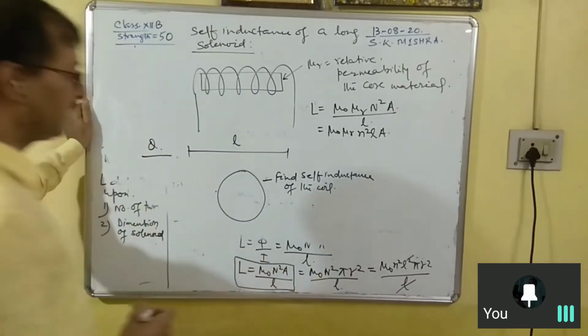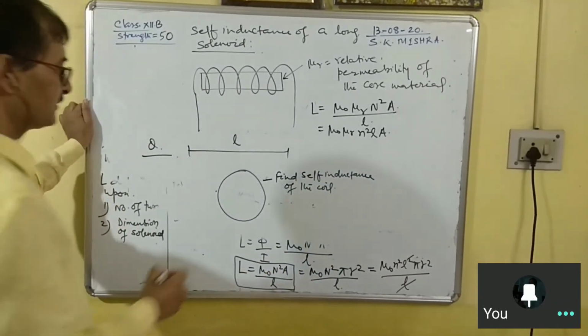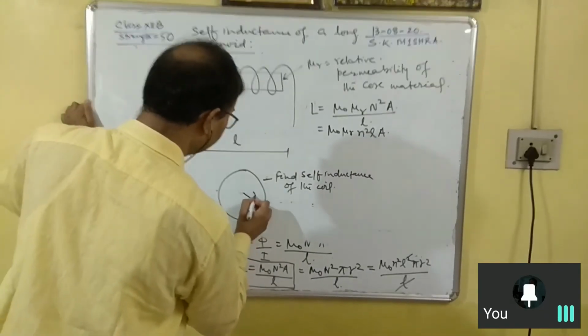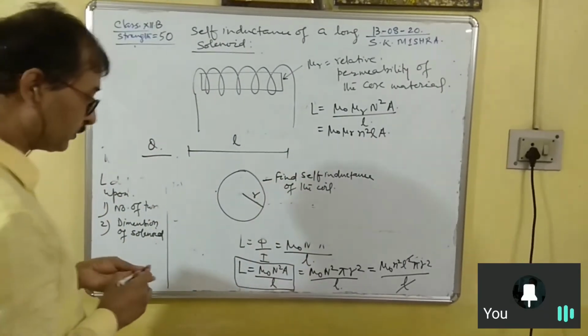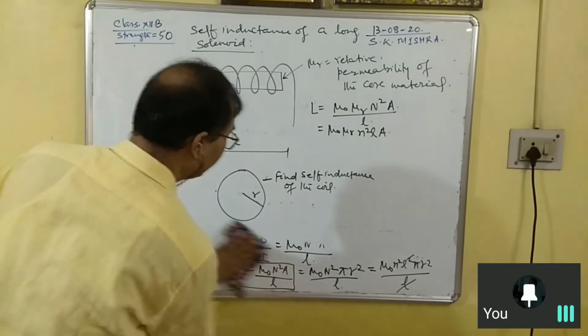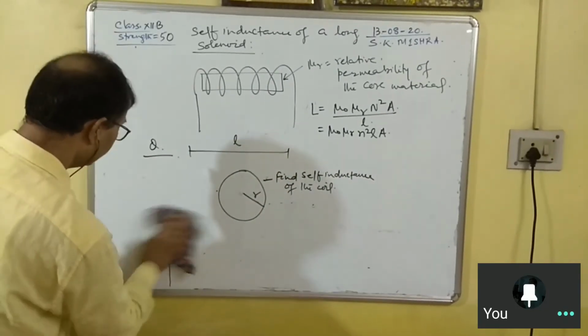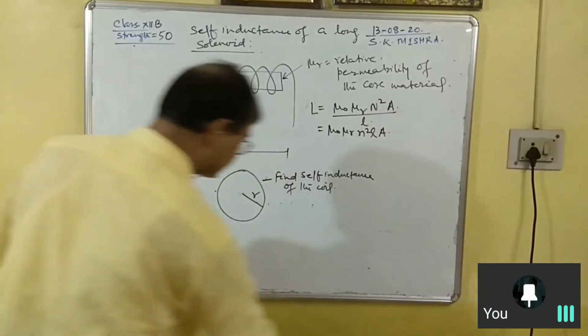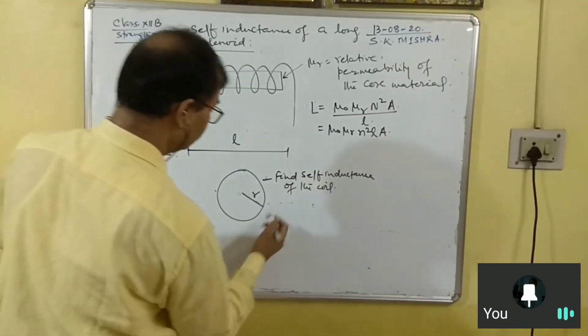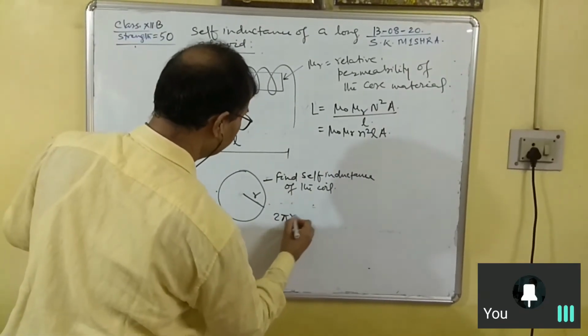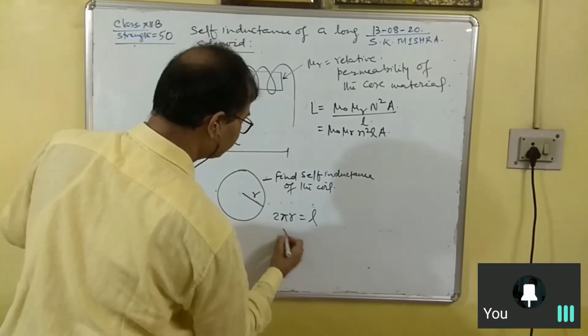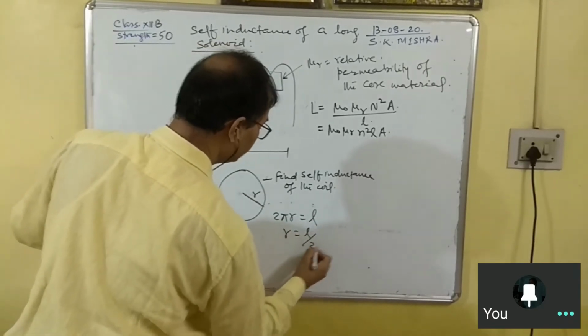How will you find it? Then you need to find R, the radius of the circular coil. So how will you find the radius? Circumference 2 pi r must be equal to L. So what is R? This is L by 2 pi.